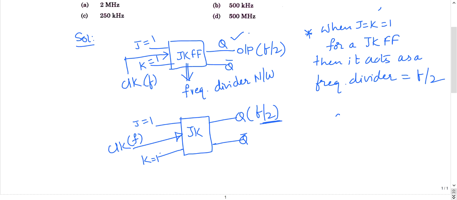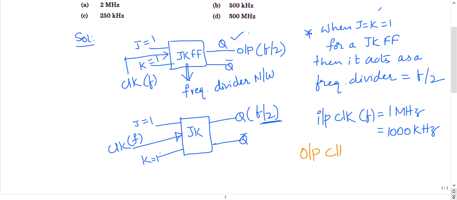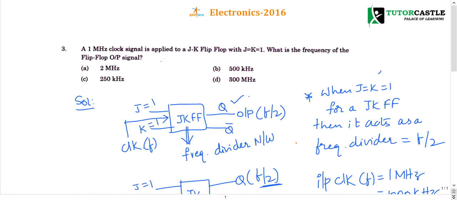It is given in the question that the clock frequency is 1 megahertz, which is nothing but 1000 kilohertz. This is the input clock frequency. Then they are asking what is the frequency of the output. So the output frequency is nothing but f by 2, which is 1000 by 2, which is 500 kilohertz. So the right choice is option B. Option B is the right choice.